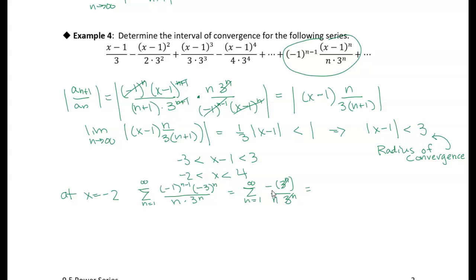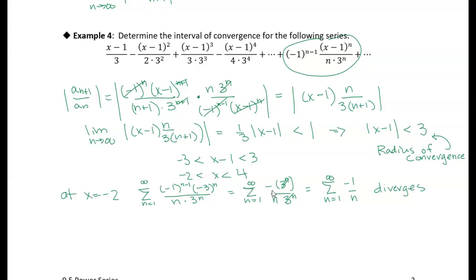And so what we end up with is the summation n equals 1 to infinity of basically minus 1 over n, which is a constant multiple of the harmonic series. It's a minus 1 times the harmonic series. So we know it diverges because the harmonic series diverges. All right, so we're not going to include minus 2 in our interval of convergence.